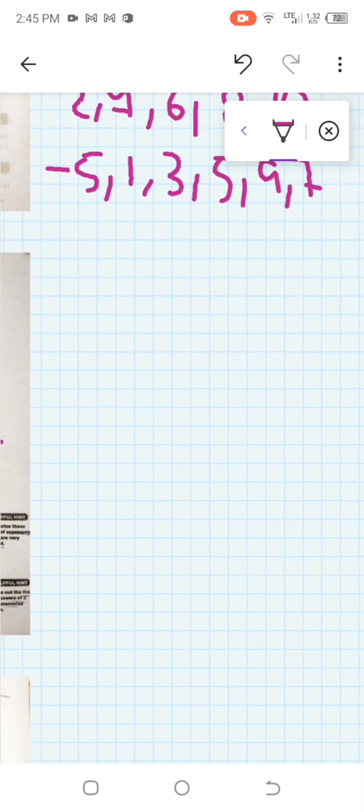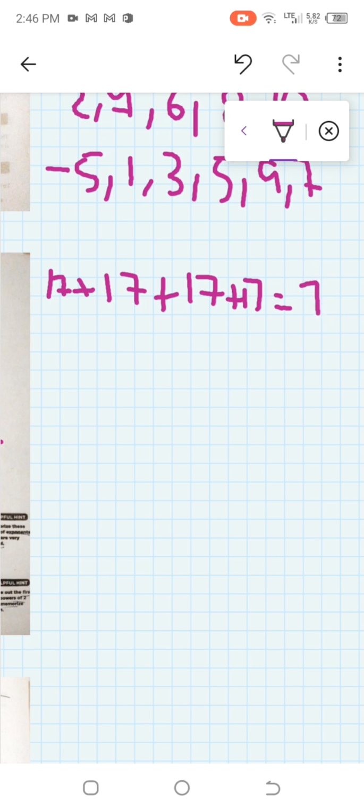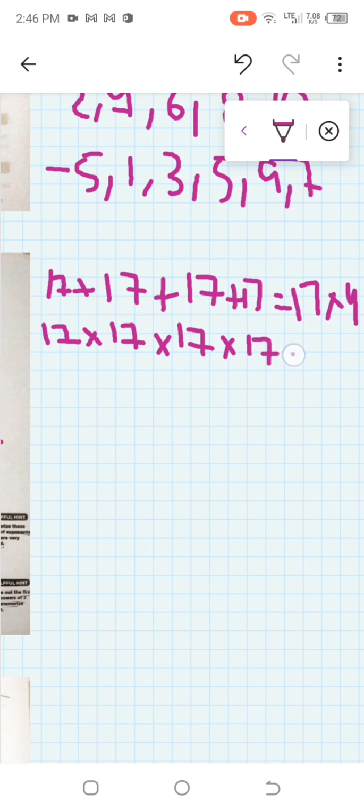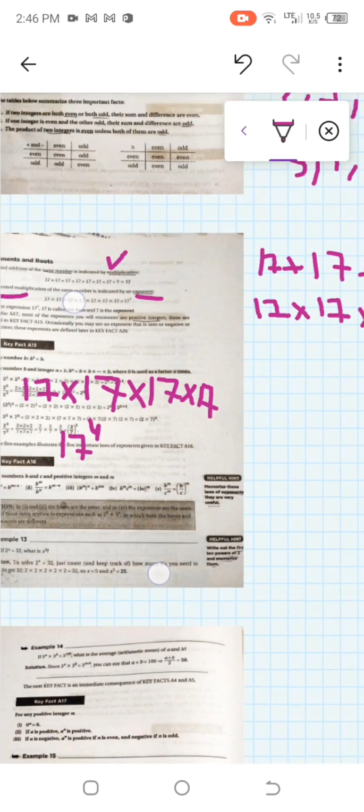Okay, let me write here again, 17 plus 17 plus 17 plus 17, so that will be 17 multiplied by 4. Another we have 17 into 17 into 17 into 17, so that would be 17 power 4. I hope this is clear to you guys.